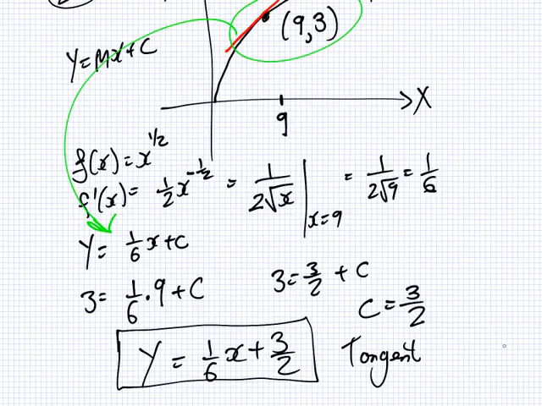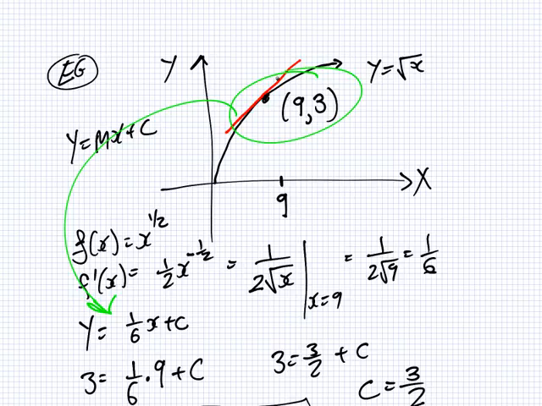I want you, if I make x 9 in this, if x is 9, what do I get for y? 3. Because the point (9, 3) is on the tangent and it's on the curve. Okay. Now let me show you why tangent lines are useful.